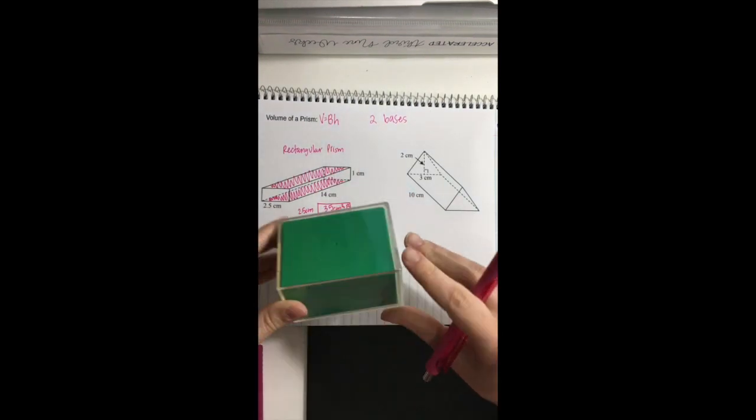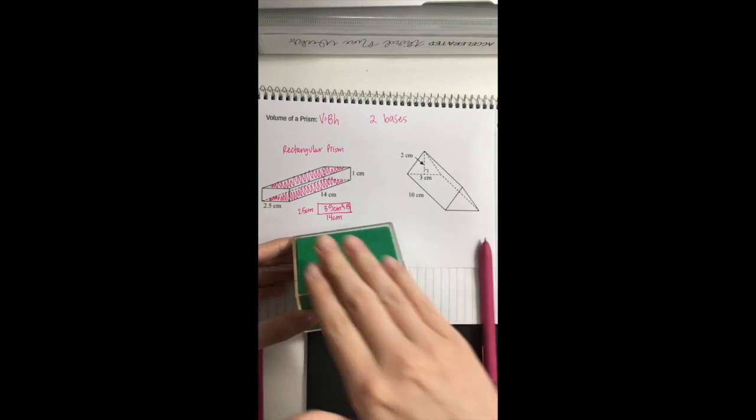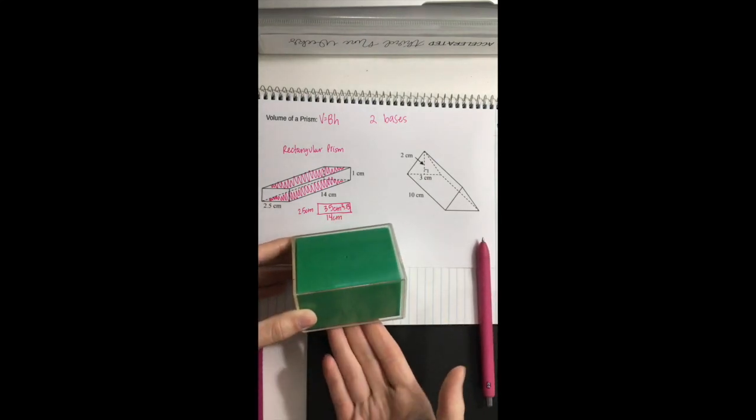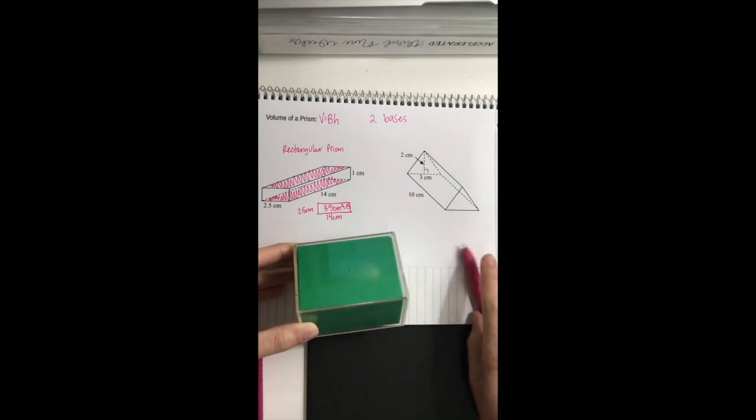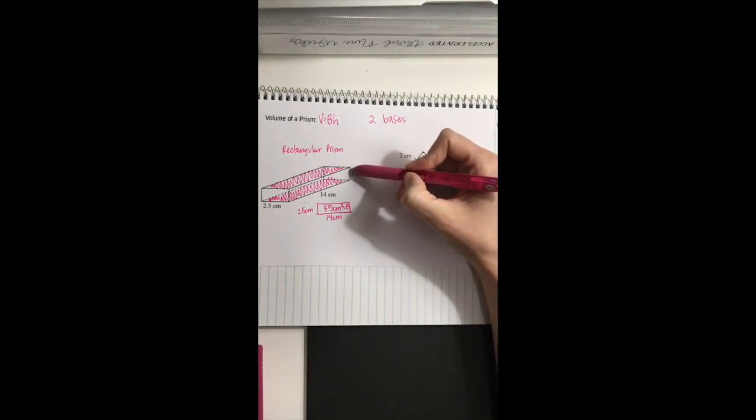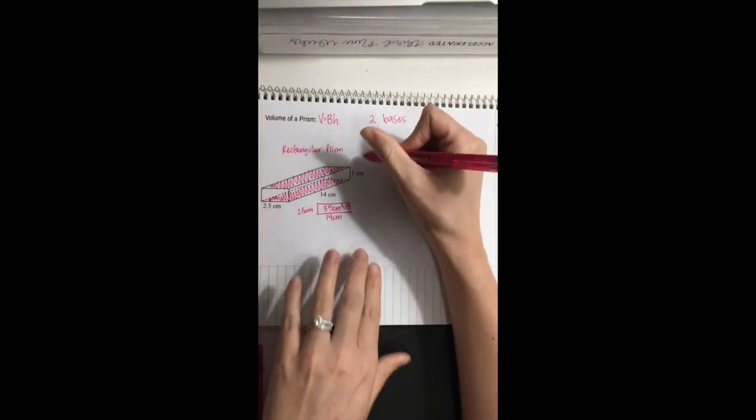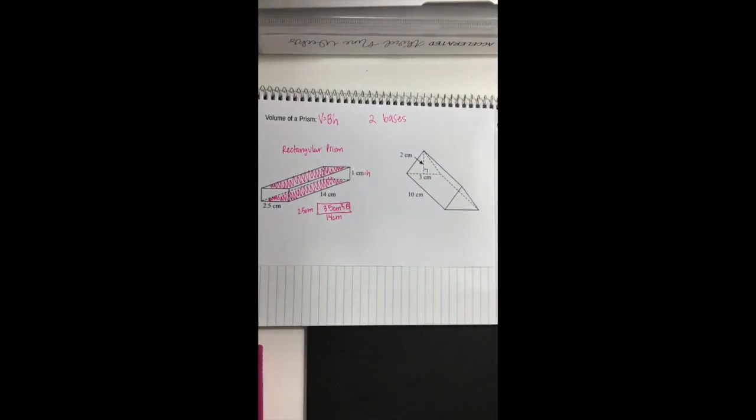So remember, the height is the distance between the two bases. So if we have a base on the top, base on the bottom, the distance between the two bases is going to be this length right here. So as you can see, this length right here is how tall our 3D shape is. So this 1 centimeter is our height.